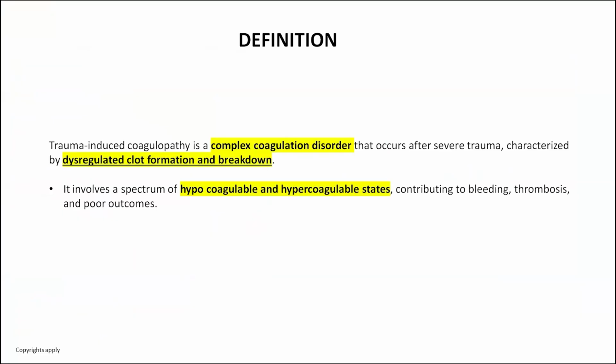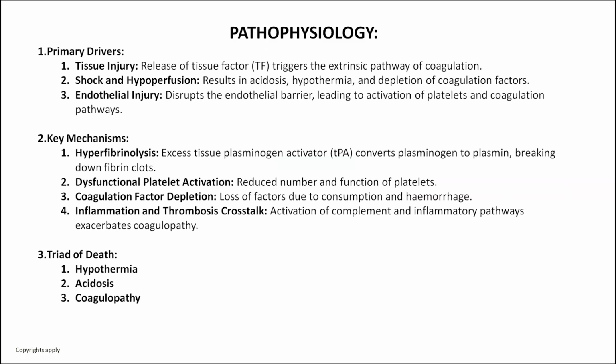So what happens in trauma-induced coagulopathy? It can be either a hypocoagulable disorder or a hypercoagulable disorder. So that is the definition of trauma-induced coagulopathy: major trauma causing a complex coagulative disorder characterized by dysregulated clot formation and breakdown. It can be either a hypo or hypercoagulable state.